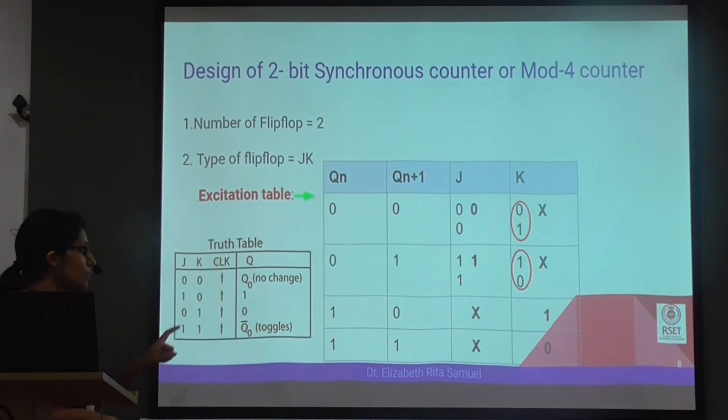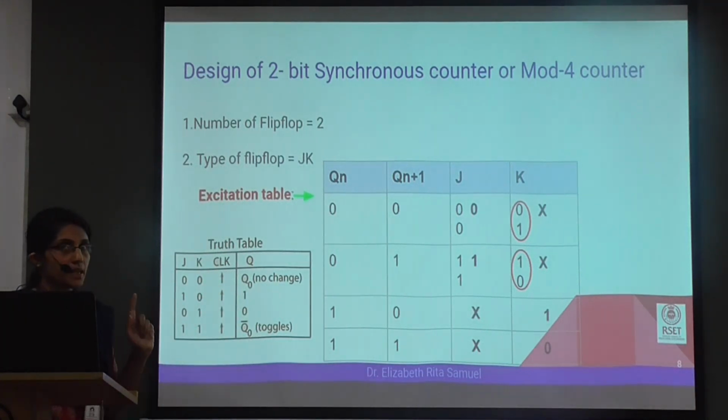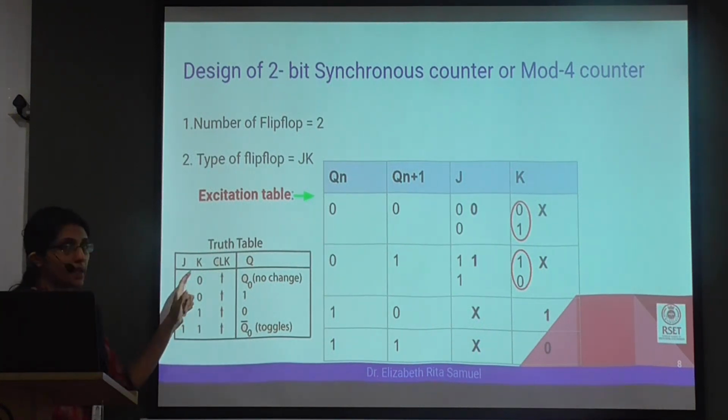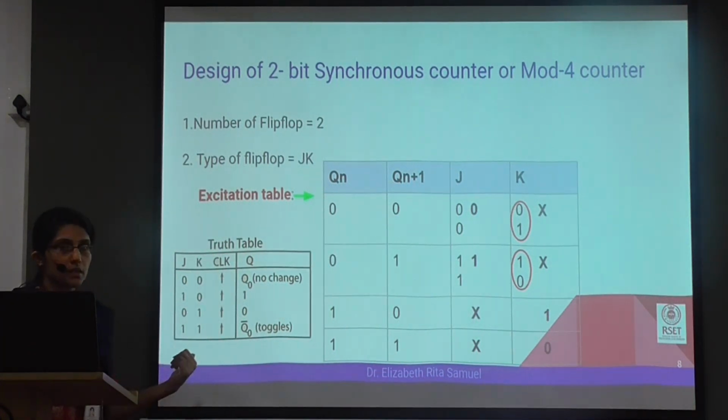For the JK flip-flop, we know that when J and K are 0 and 0, the output holds on to the previous value, so there is no change. When J is 1 and K is 0, our output sets to 1. When J is 0 and K is 1, our output sets to 0. And when J is 1 and K is 1, it is known as the toggle state, where the output is toggled. If it is 0, it becomes 1, and if it is 1, it becomes 0.